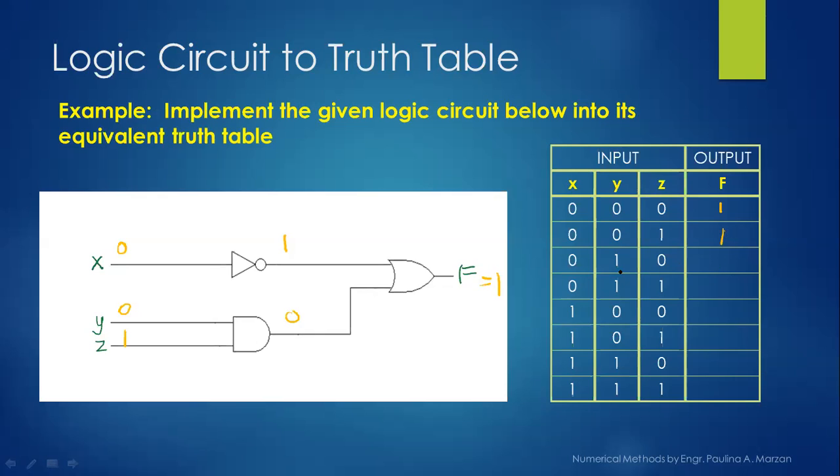So to continue further, just substitute the remaining combinations and we will get here 1, 1, 0, 0, 0, 1. Okay, so this is then the truth table of the given logic circuit.